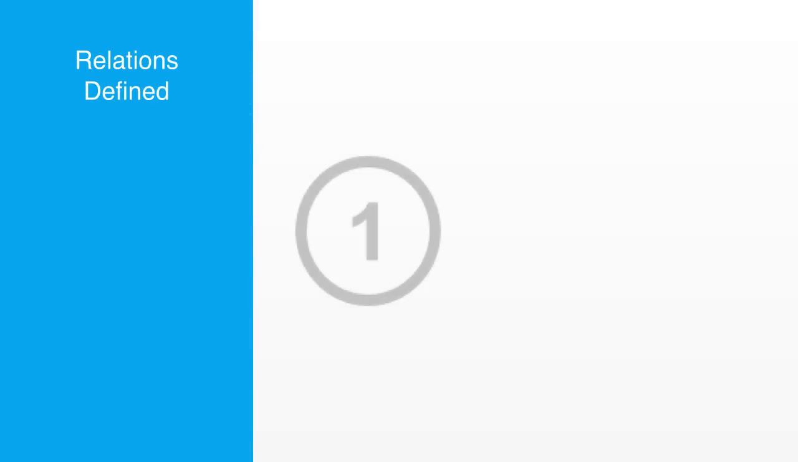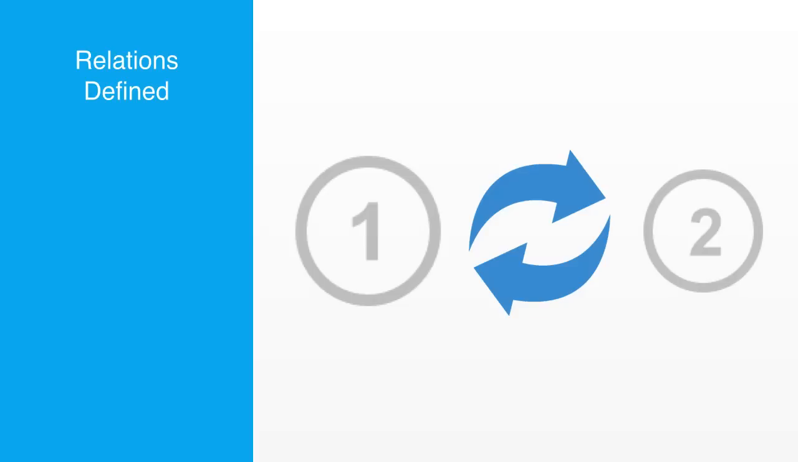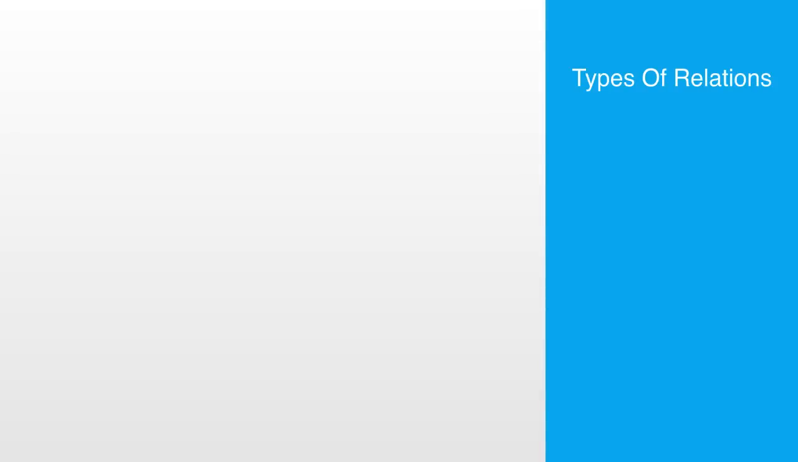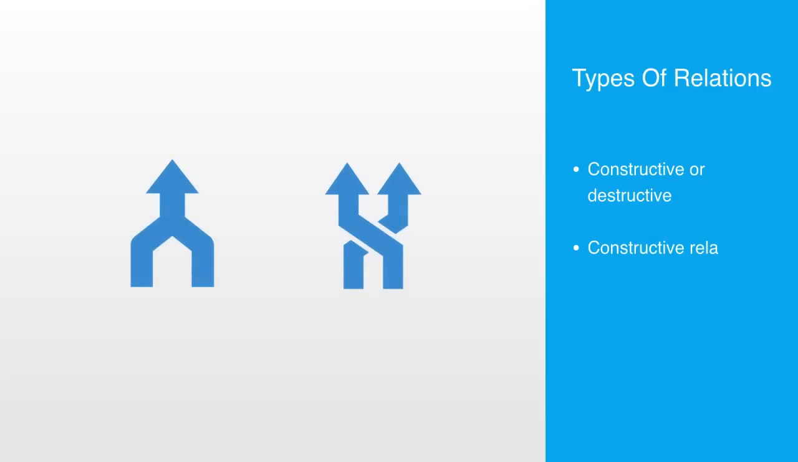A relation is a simple but abstract concept. It is the connection or interaction between two or more components. Through this connection, there is an exchange of some matter, energy, information, or ideas that bind the elements into a state of interdependency, where the total gains and losses of any component are correlated with those of others in the relationship. These relationships between the system's constituent elements can be fundamentally of two different kinds: constructive or destructive. We call constructive relations synergies, and destructive relations interference.